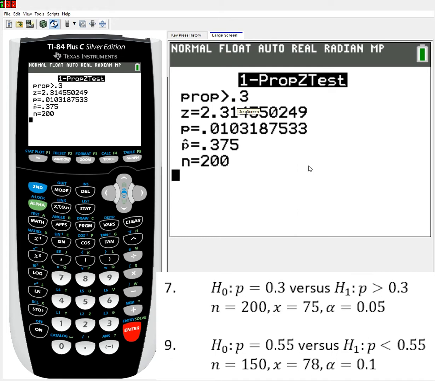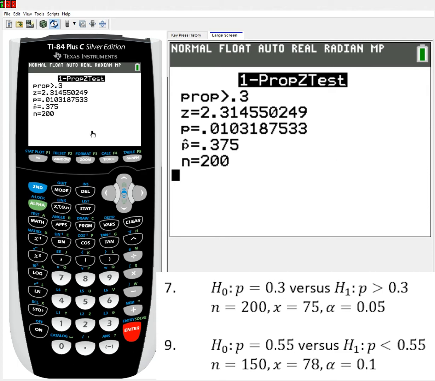In this case, since our alpha was 0.05 and our p-value is 0.01, this indicates that we have enough information. Our p-value is less than alpha, therefore we have significant information to reject the null hypothesis, and instead claim that the proportion is indeed greater than 0.3.